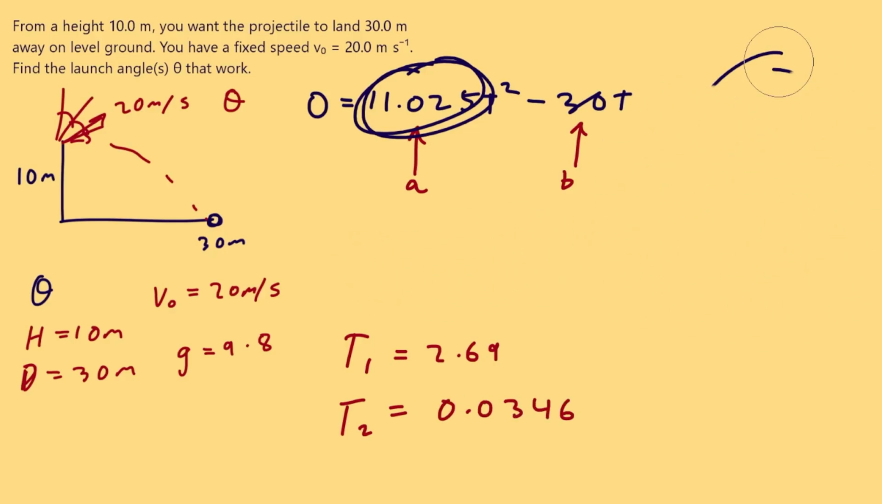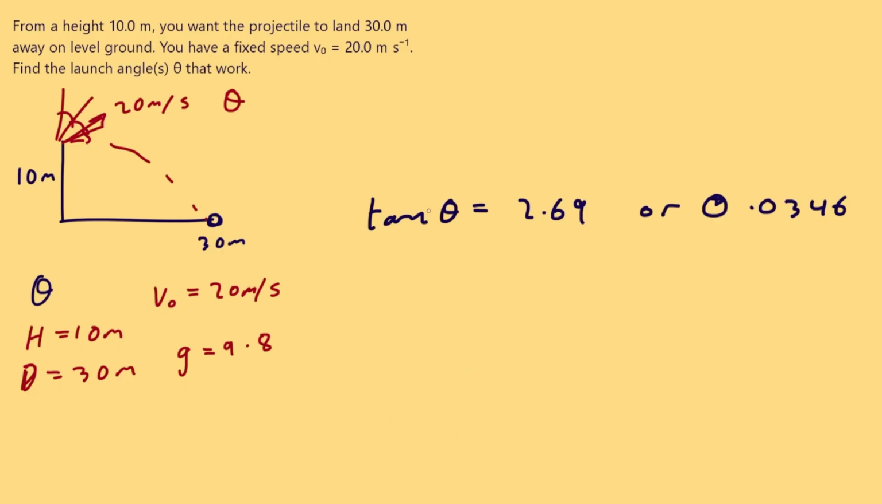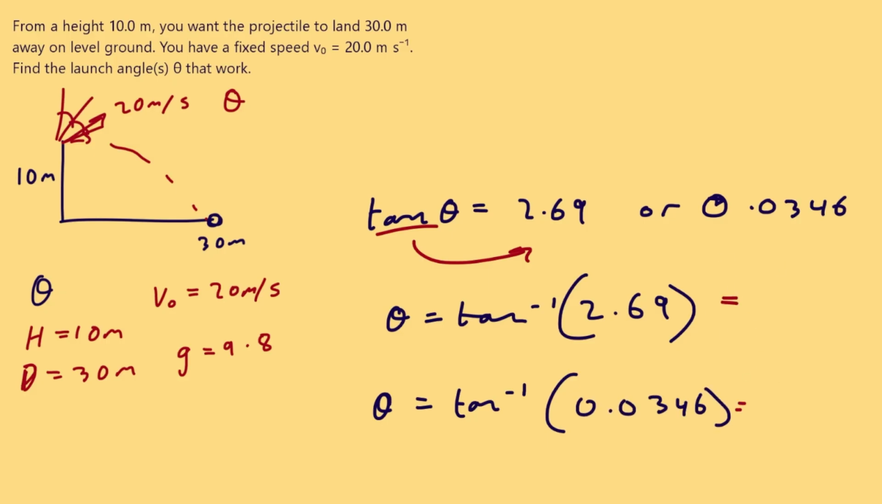Again, if you remember, t represents tangent. So we can write it like this, 2.69 or 0.0346. Guess what? All we have to do now is use the inverse tan function to solve for the actual angular value. And the final angles are 69.6 degrees and 1.98 degrees respectively.